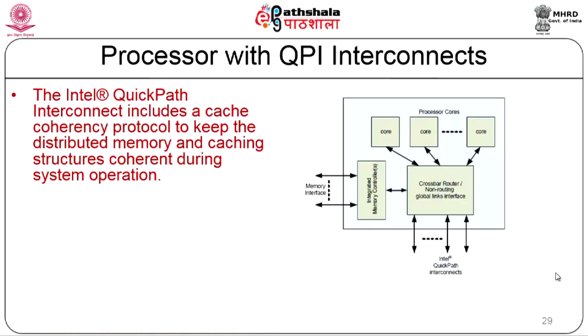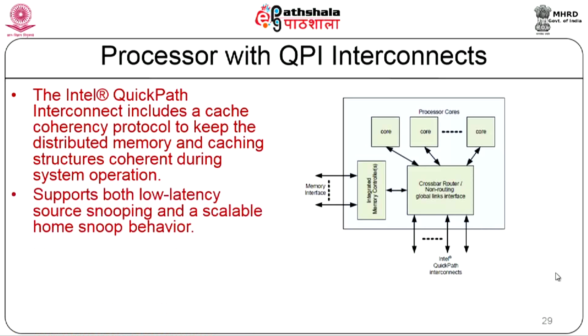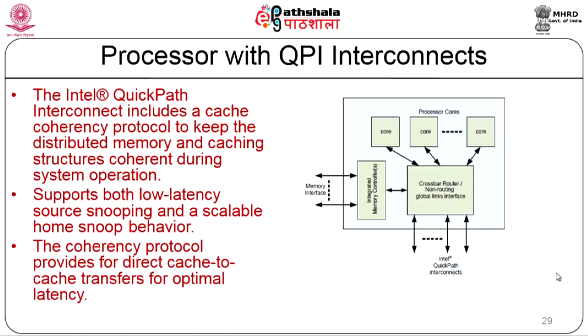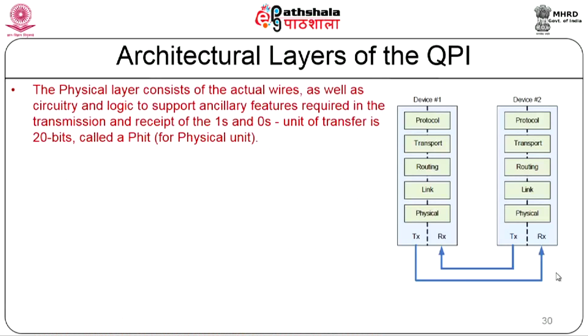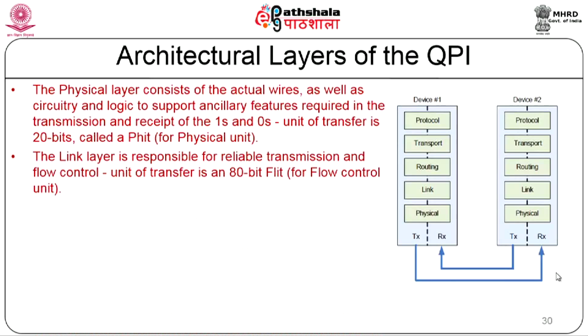So, if you look at a processor with the QPI interconnects which has been shown here, the Intel QPI includes a cache coherency protocol to keep the distributed memory and caching structures coherent during system operations. It supports two types of coherency. It supports both low latency source snooping and a scalable home snoop behavior. And the coherency protocol provides for direct cache to cache transfers for optimal latency. So, if you look at the QPI, it is a layered protocol.